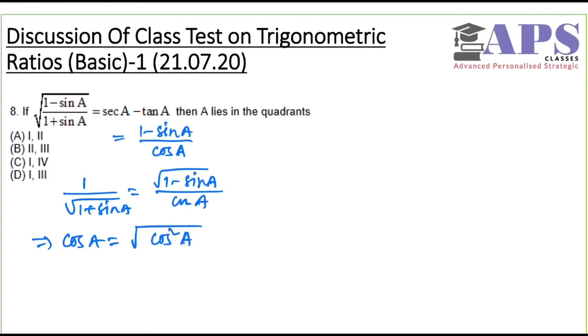Okay, so if I now cross multiply, I will get cos A equal to root under cos square A. Now what is root under cos square A? It can be either cos A or minus cos A, but it is equal to cos A. That means our cos A must be positive. If cos A is negative, then we will not get this, we will get minus of cos A. So cos A is positive in which quadrant? First or fourth quadrant. So option C is correct.